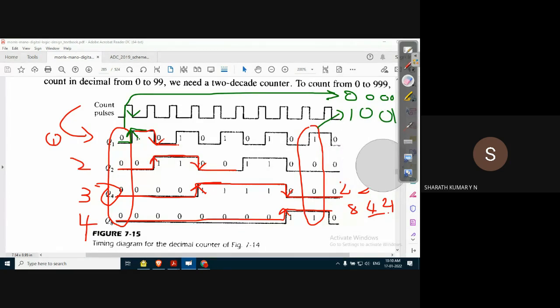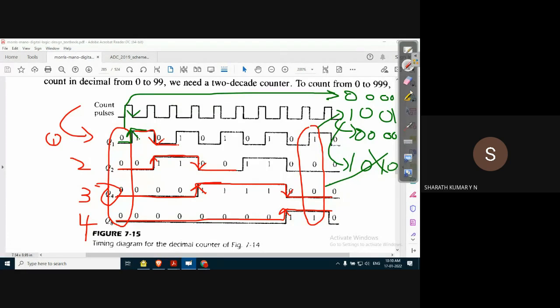I think by now we have understood the weightage of each bit. The next state for a binary ripple counter is 1010, but we don't want this state to happen because it will not be a BCD counter. The next state should be 0000.